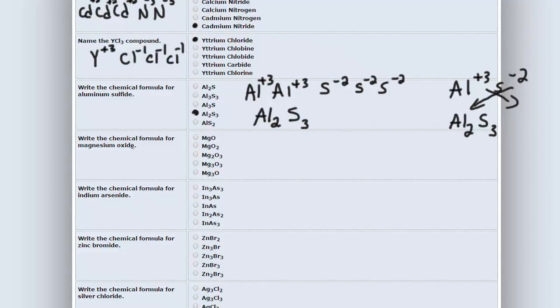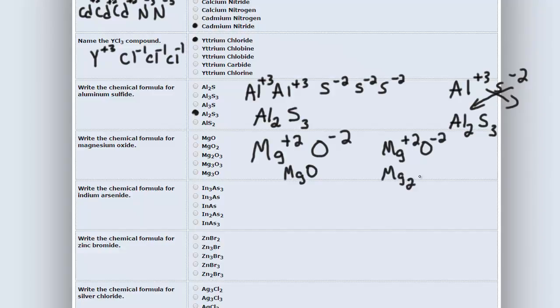Write the chemical formula for magnesium oxide. Magnesium is Mg, it's a +2. Oxide, O, -2. Now, if we did that, +2 -2 equals 0, hey, we're done. The formula is just MgO. That should make sense to us. What about when we do that crisscross? Mg +2, O -2. We get Mg2O2, but what do we have to do? Whenever possible, we need to reduce. And so these become 1s, and then we get MgO. All right, magnesium oxide.